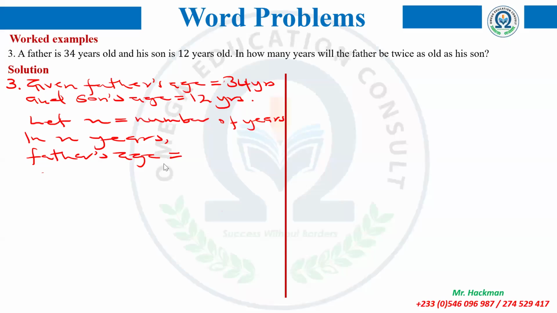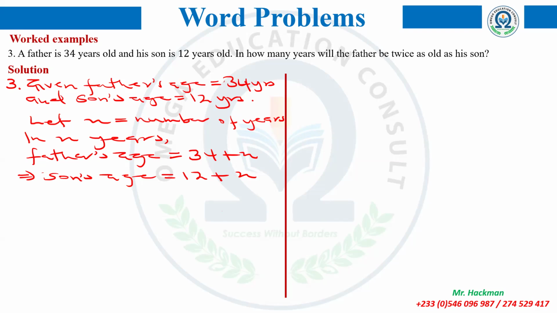In x years, what will be the father's age? The father's present age is 34. So in the future, what will be the father's age? x plus 34, so it will be 34 plus x or x plus 34. Do you agree? Okay, so this implies that the son's age will equally be the present age, which is 12 years, plus the x. All correct? Yes.